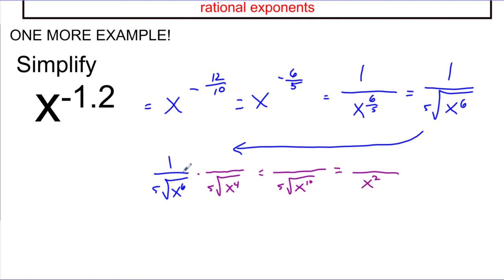But because I changed the denominator of this in order to rationalize it, I need to change the numerator as well. This is going to become the fifth root of x to the 4th up here. Which means that's just going to carry along throughout my problem and show up in my final answer. And I would say this would be a radical version of x to the negative 1.2 in its most simple radical form.